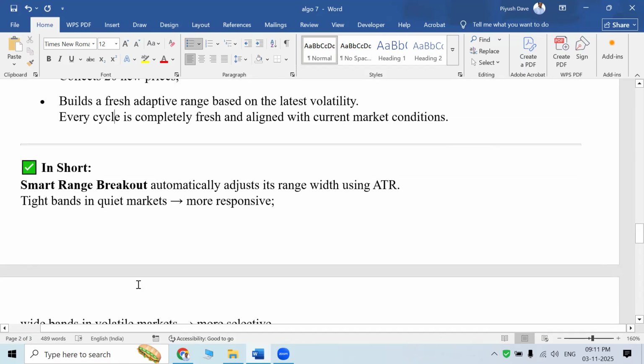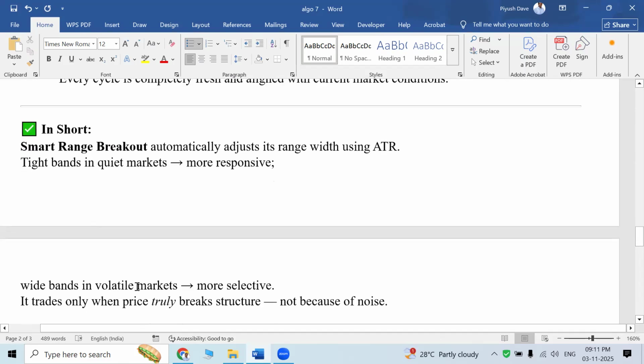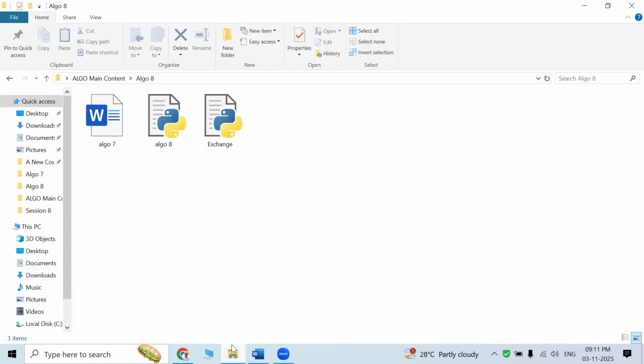In short, this is the best way to work with the logic of what? Smart range. It works with the logic of volatility. And one more thing, it basically avoids all kinds of noise which is coming in the market, like price noise I'm talking about. Now let me show you how it actually works in a simulation environment.